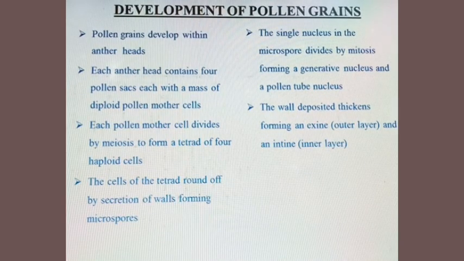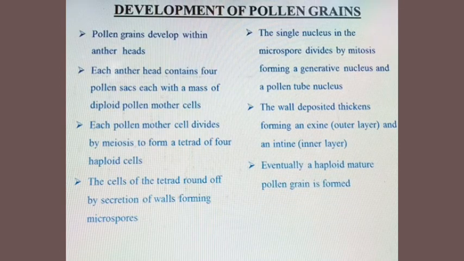So after that happens, the wall of our pollen grain thickens to form an exine, which is an outer layer, and the inner layer is going to be called an intine. So eventually we shall come up with a haploid mature pollen grain. We've seen that in the formation, we have 2 processes of cell division. We have meiosis, which results into formation of a haploid tetrad, and then we have mitosis, which splits the nucleus into 2, into the generative nucleus and the pollen tube nucleus.